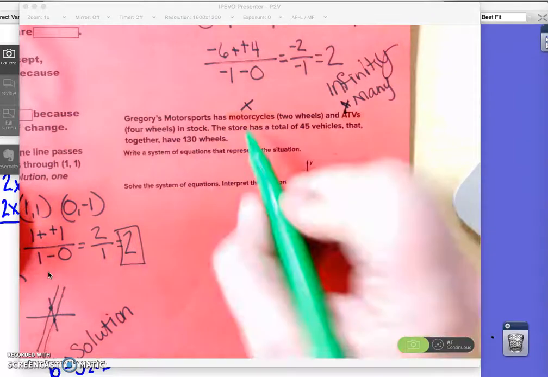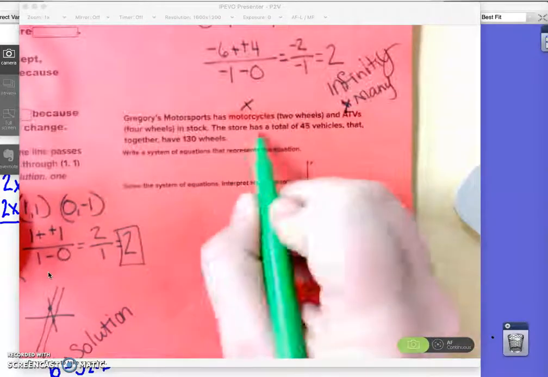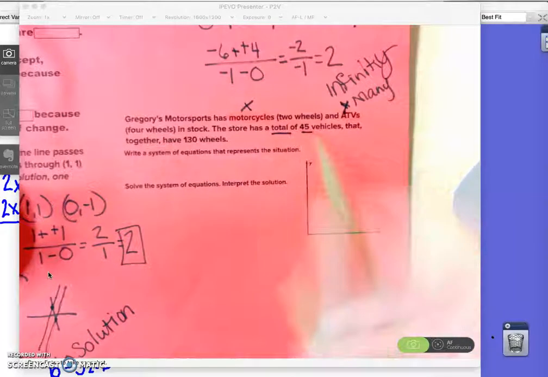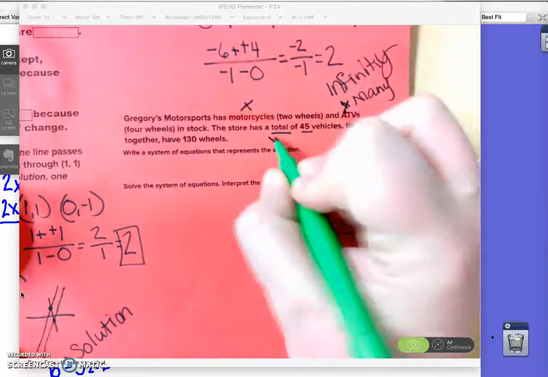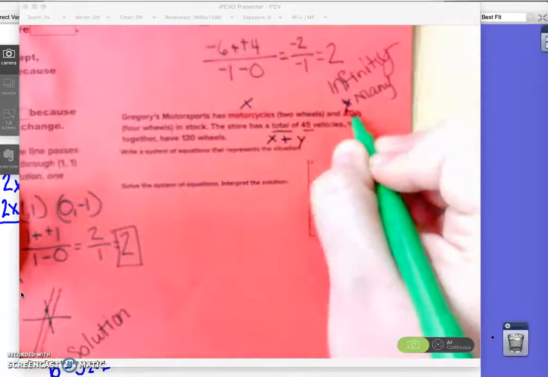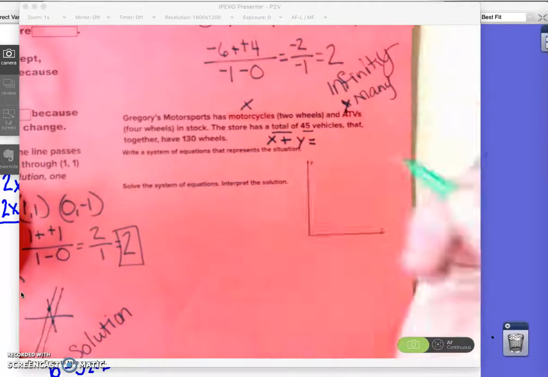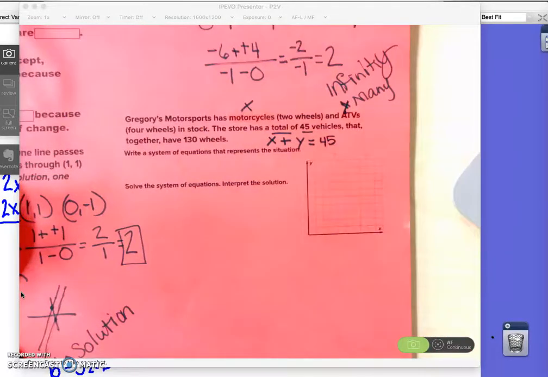Well, if you think about looking at this, the store has a total of 45 vehicles. So that means that if I add the number of motorcycles plus the number of ATVs, it's going to equal a total of 45 vehicles. That's going to be my first equation.